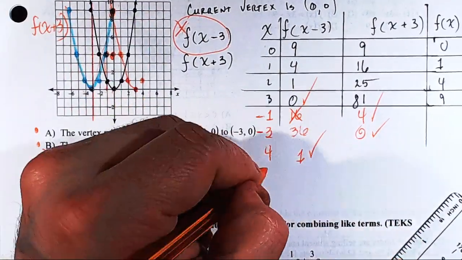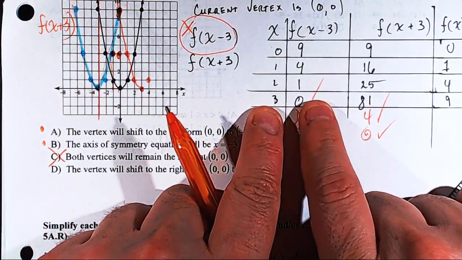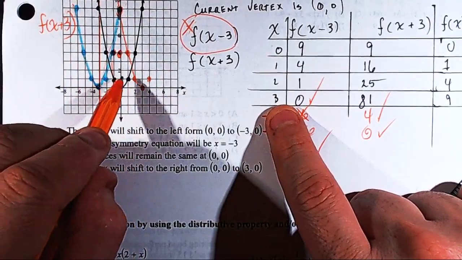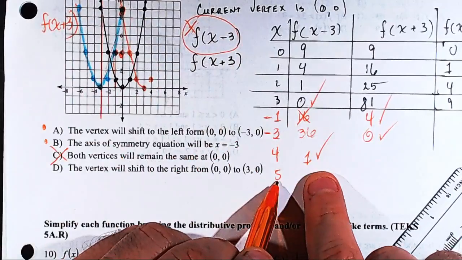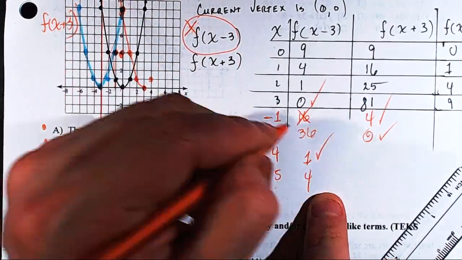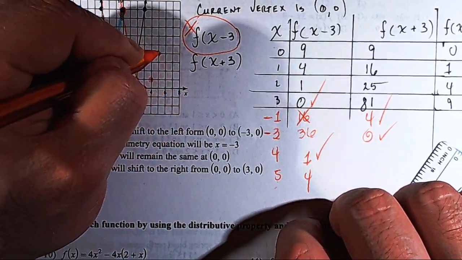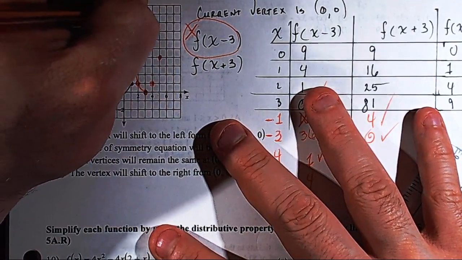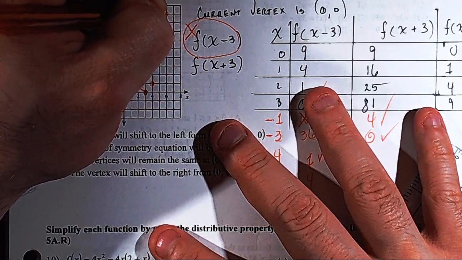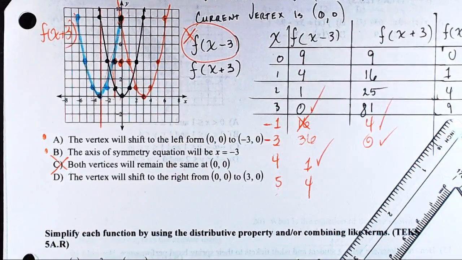Now let's try 3. Okay, when x is 3, y is, let's see, 3. Oh, we already tried that. How about 5? Let's do 5. When x is 5, 5 minus 3 is 2. 2 squared is 4. So I'm up here, and there it is. So now I'm building this function. You see that? So now I'll put that in pink.